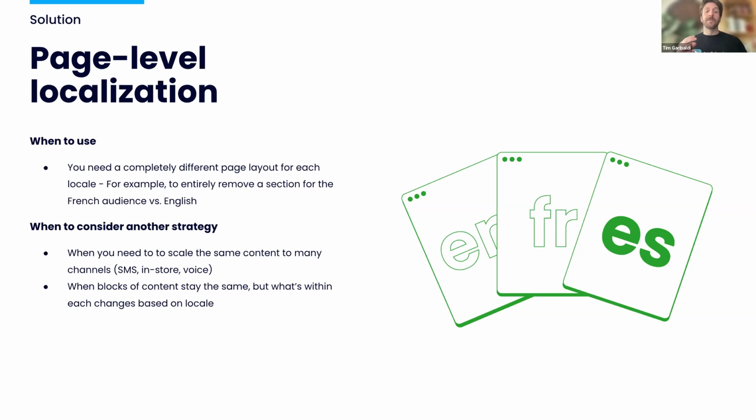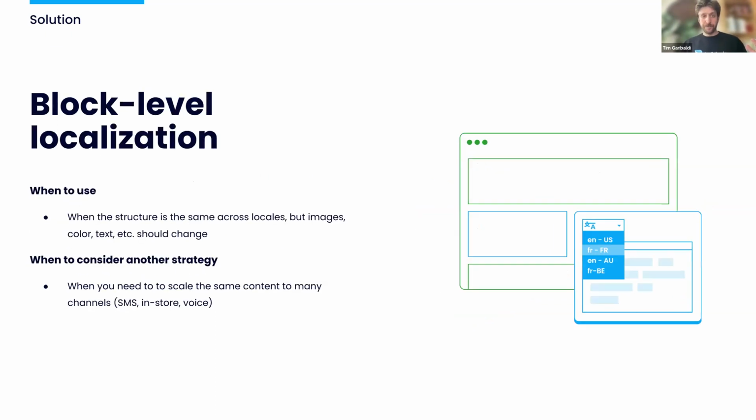So that's kind of the flexibility of it, right? But with that comes a little more maintenance, because now each page is so distinct, you have to maintain it and be on top of that, right? So what if you don't need that much flexibility? That brings us to block level localization.